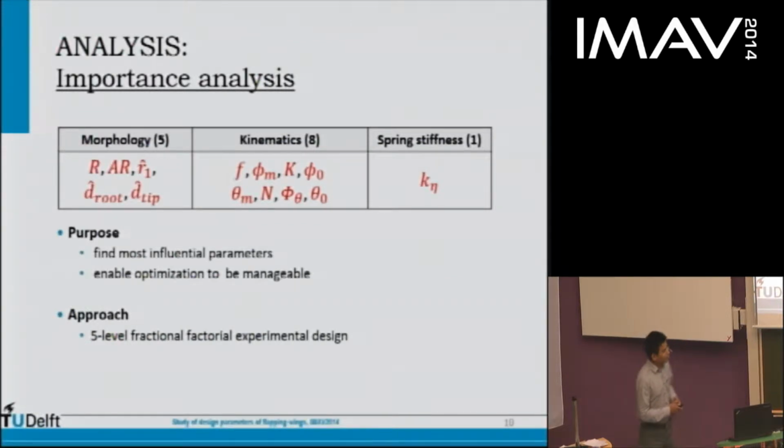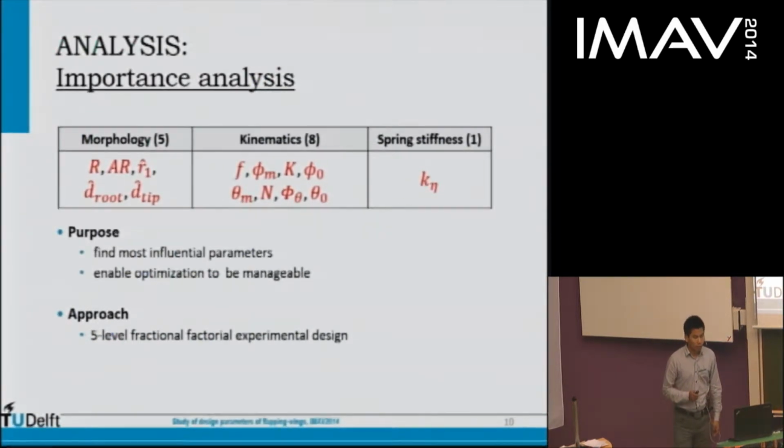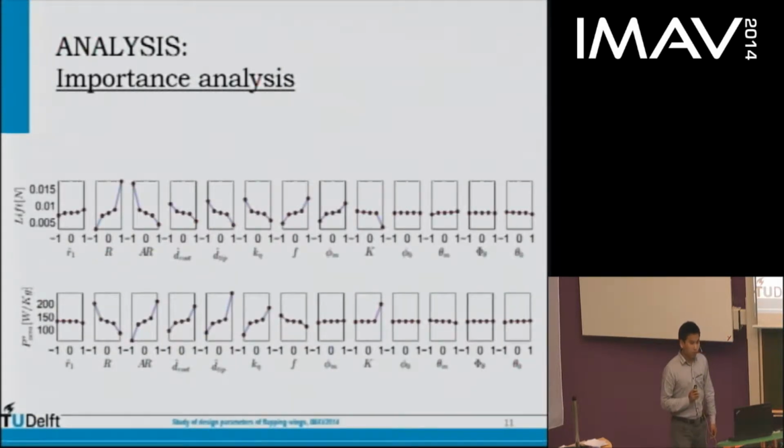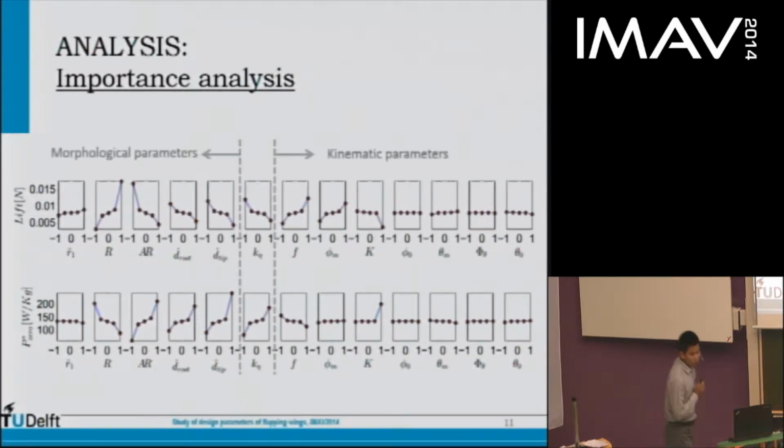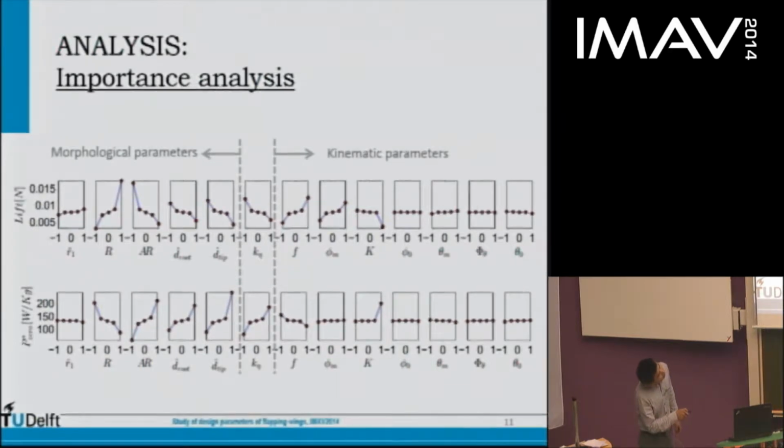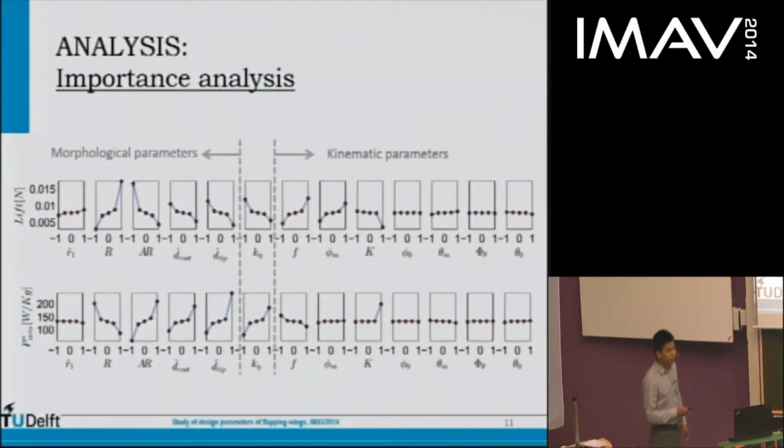The approach we used here is a 5-level fractional factorial experimental design. This is the result of the importance analysis. The first row is the lift with respect to different parameters, and the second row is the power. To make it clear, I classified them into 3 groups. The first 5 are the morphological parameters, and the last 7 are the kinematic parameters.